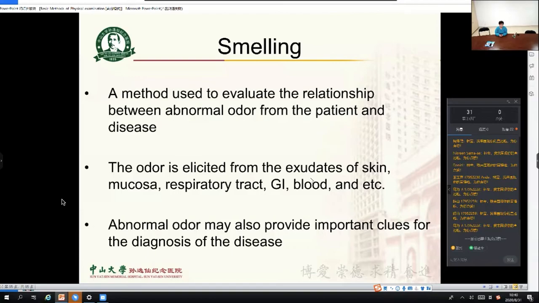The odor is elicited from the exudates of the skin, mucosa, respiratory tract, GI tract, blood, and so on. The abnormal odor may also provide important clues for the diagnosis of the disease. So do not miss these important clues from your physical examination. All these things are useful.